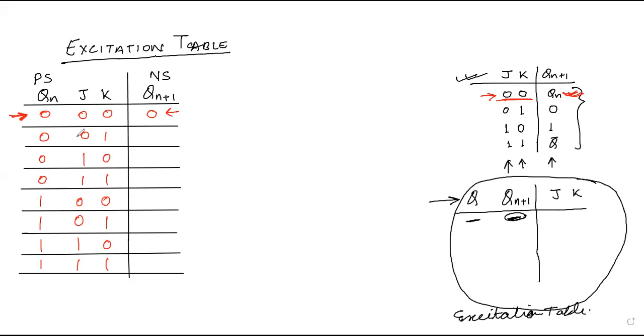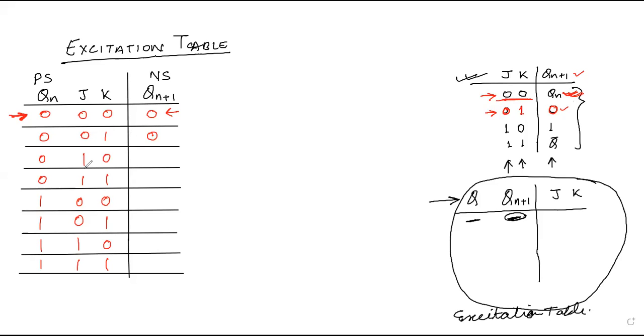Okay. Next, in the case when JK inputs are 0 and 1, J is 0 and K is 1. For this case, what will be the output? 0, sir. Okay, so whenever J is equal to 0 and K is equal to 1, we always have the value 0. Means the next state will always be 0, whatever the present state. The present state here is 0, so the next state will be equal to 0.